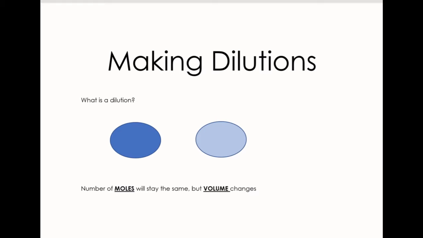Alright, so this video is going to be all about making dilutions. So first off, what is a dilution? It is essentially when you take a solution and then you add solvent to that. So you're going to add some water in. Okay. And when you add that water, what it really does is lower the concentration.